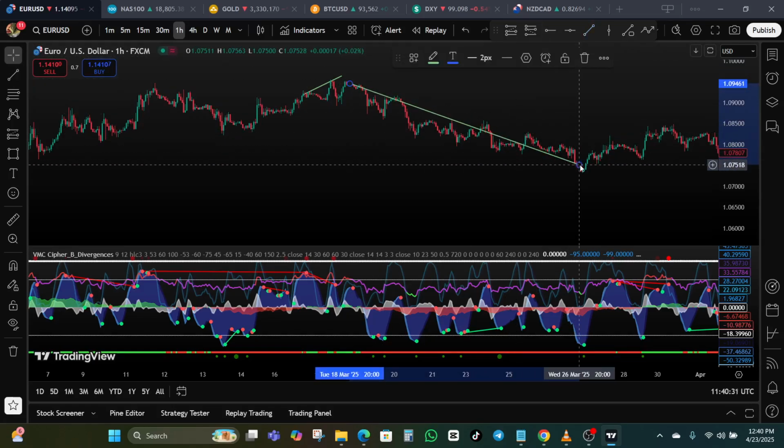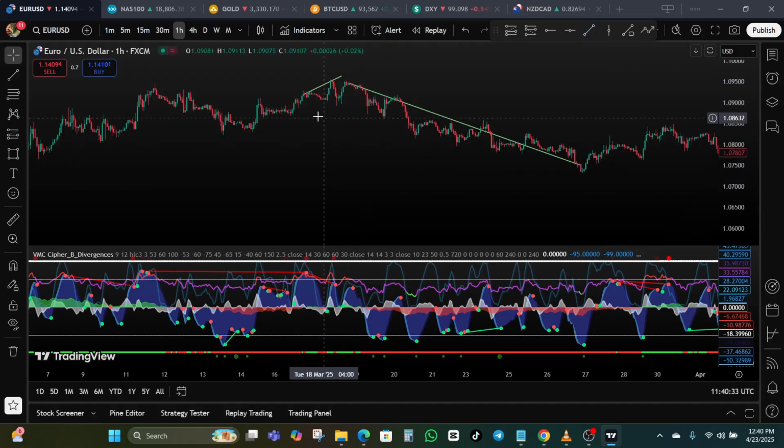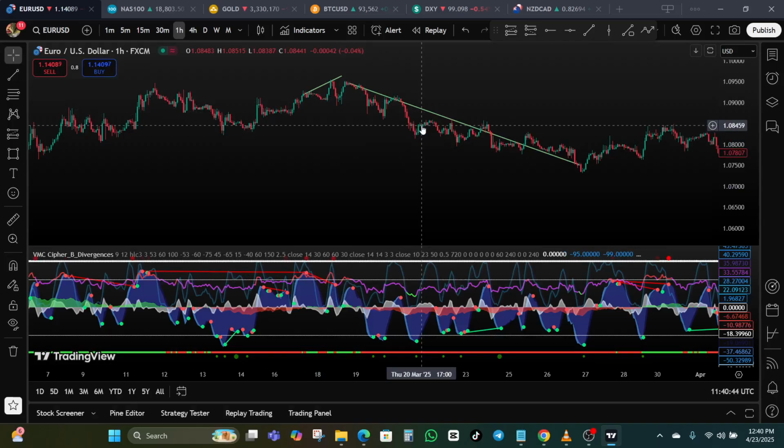And that is exactly what happened, right? We can see that price formed higher highs, the Cipher B indicator formed lower highs, and eventually we had a decline to the downside. So that is the case for a bearish divergence.